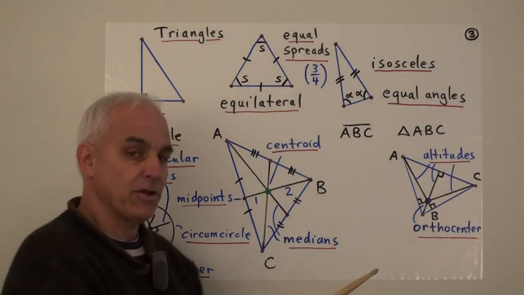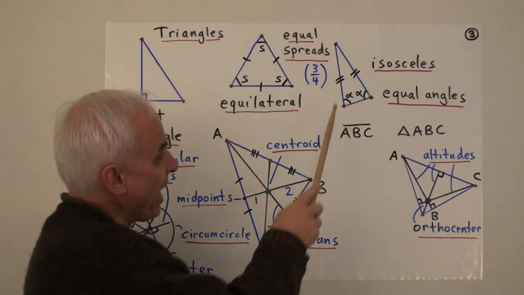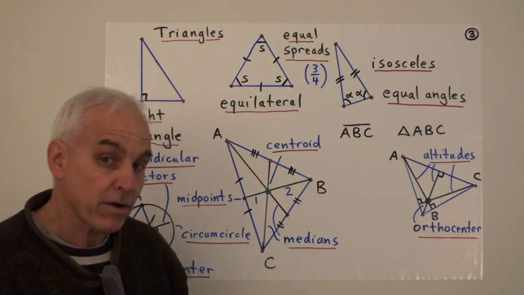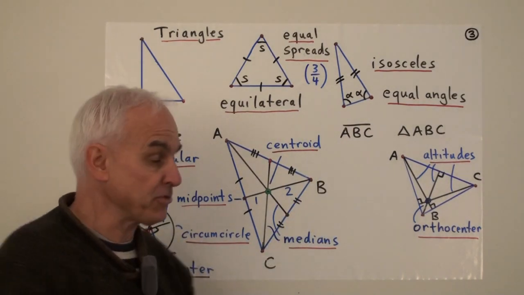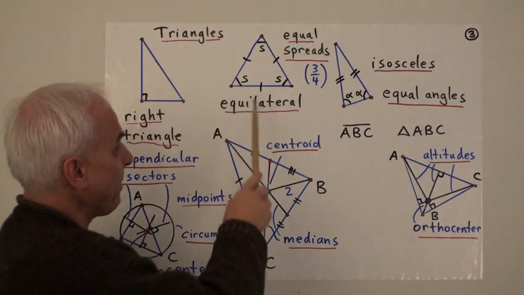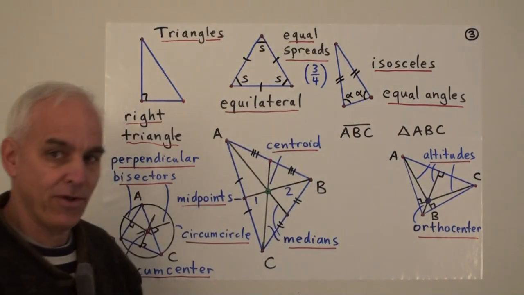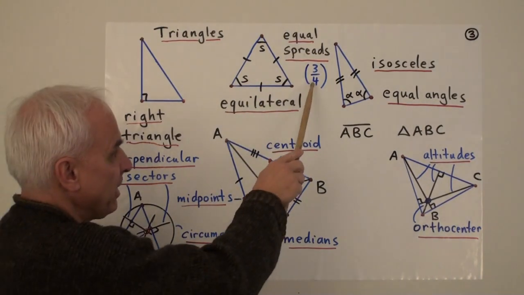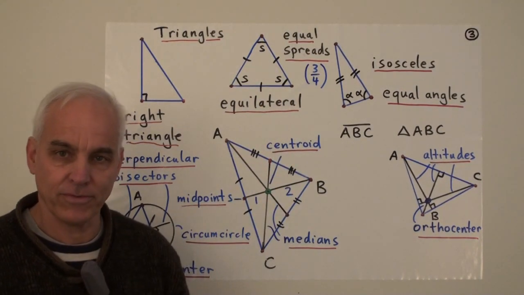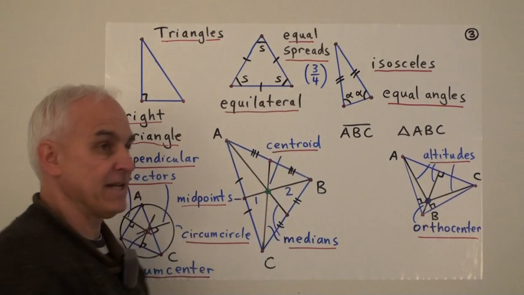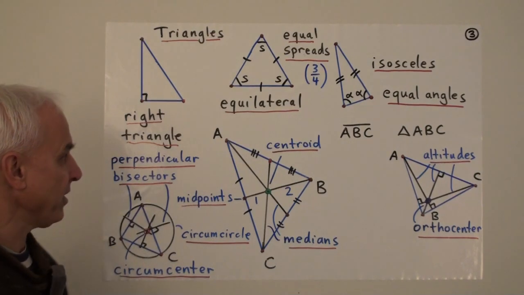An isosceles triangle can also be described by having equal angles here. Or, if you've learned some rational trigonometry, equal spreads. So, for example, in the case of an equilateral triangle, all these three spreads are equal. They all turn out to be a spread of 3/4. In terms of angles, they're all angles of 60 degrees, or pi/3.